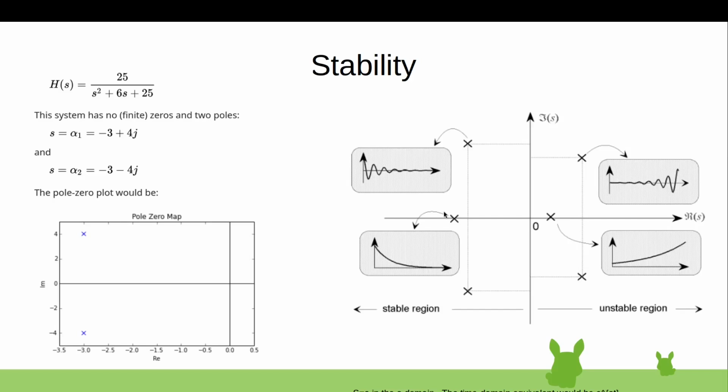And not to make it daunting, just focus on what's on the left. Basically, when we take the denominator of our transfer function and equate it to 0, we solve this equation and get 2 poles: -3 plus 4j, a complex number, and -3 minus 4j. Putting it on a plot would look like this. This is called a pole-zero map.